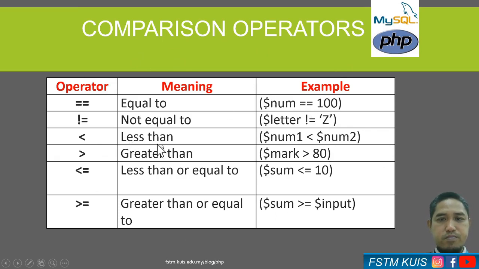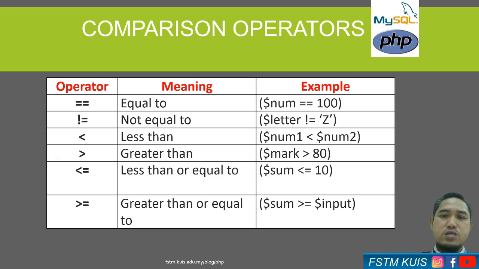So let's say we have here the operator less than. The second one is not equal to. By right, it's very similar, the contra of equal to. The third one is less than. Less than means that if the value of num1 is less than the value of num2, you will get the result true.